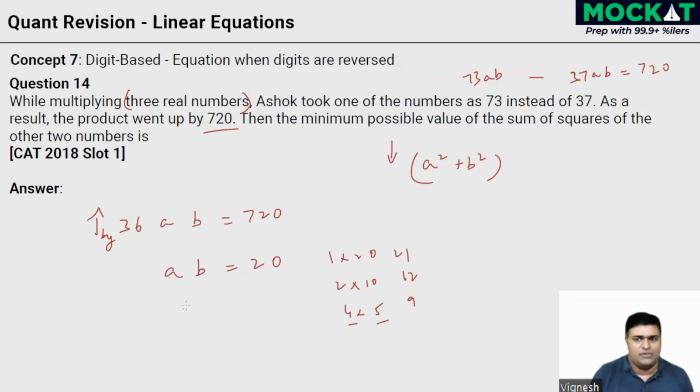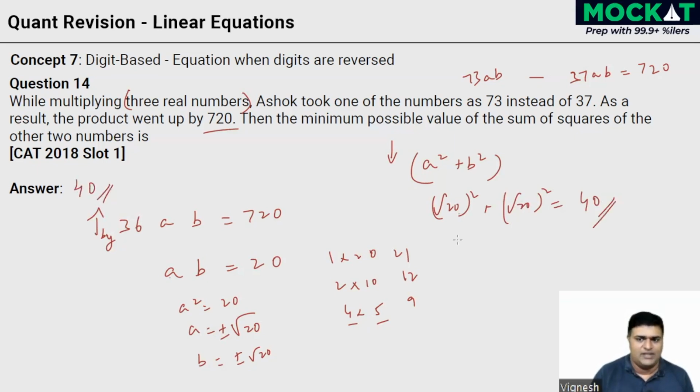If AB equals 20 and A equals B, then A square equals 20 and A equals root of 20, right? Root of 20 over here, plus or minus root of 20. So A can be plus root 20, B can be plus root 20 or the other way around, right? So B equals plus or minus root 20 as well. But I anyway have to be squaring them and then adding them up. What is root 20 whole square plus root 20 whole square? The value is going to be 20 plus 20 comes to 40. So 40 becomes the answer over here.